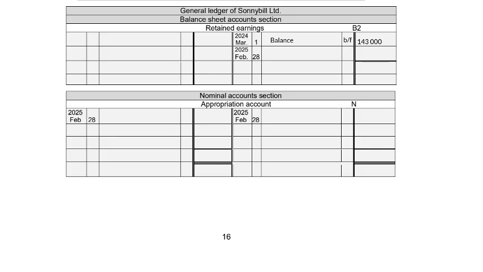Then we'll go to our nominal account section. We'll open an appropriation account. On the debit side, 2025 February the 28th, we will first record our income tax that we need to pay. So we'll write income tax. It goes to the General Journal. And to calculate the income tax, it would be 30% of 780,000, which is 234,000.